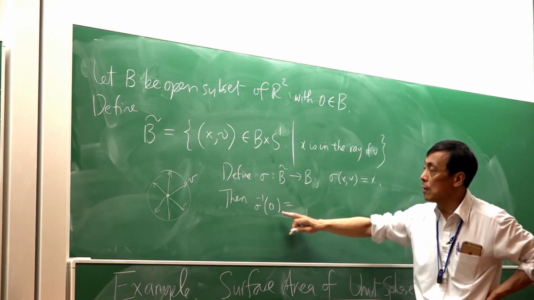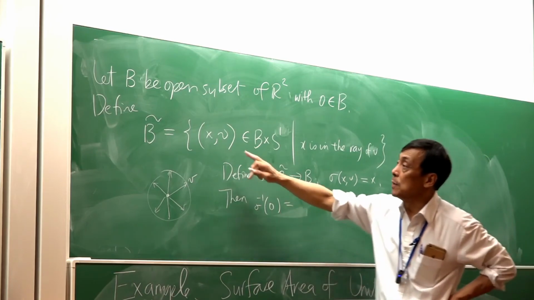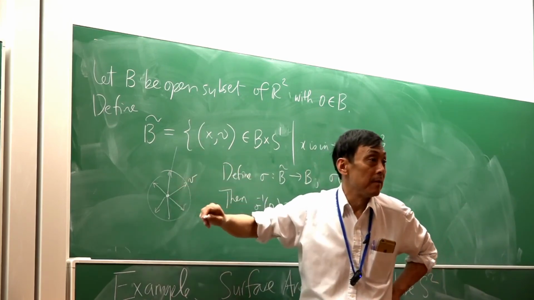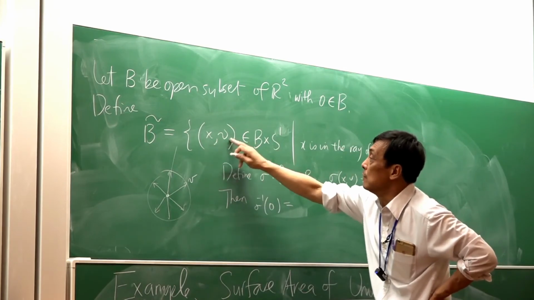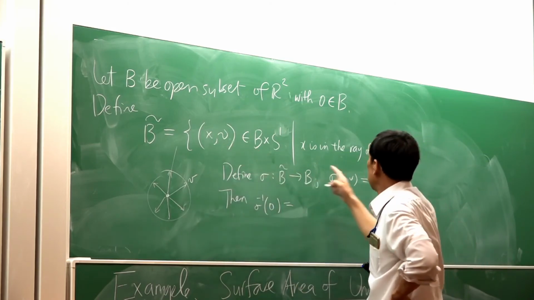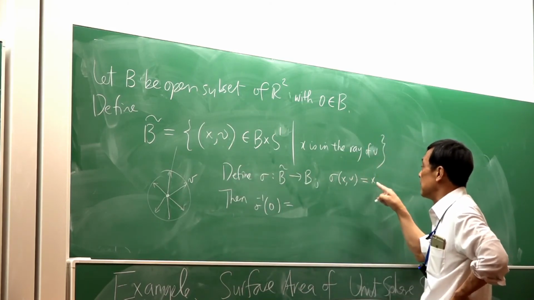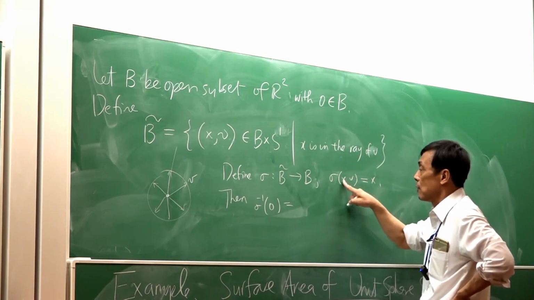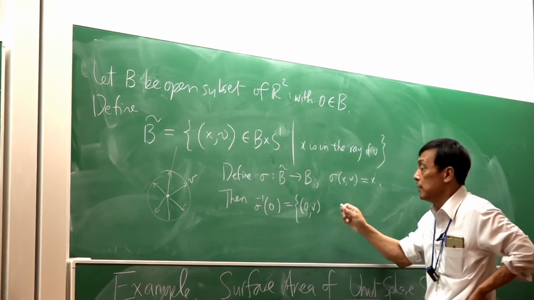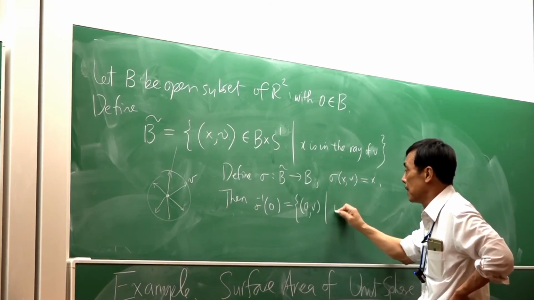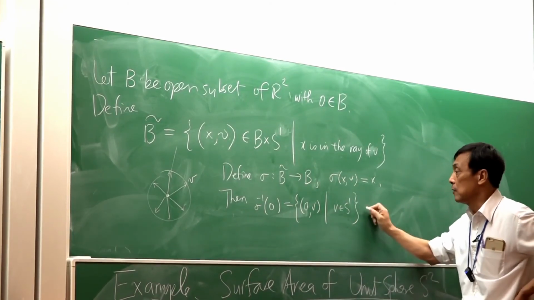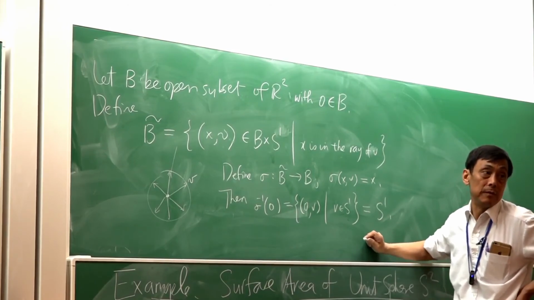Now, you see, because zero is in all the rays, right? Zero is in all the rays. So (0, v) is in this set. If sigma of (x, v) is x, then the point has to start with 0. It's this, (0, v), and for all v they are all in that set. So the inverse image of 0 is S1.